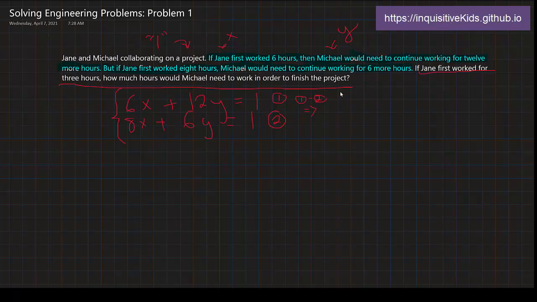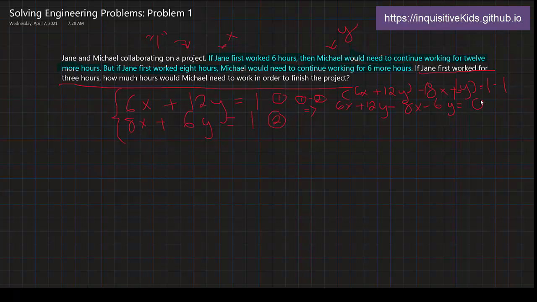So we could write that as 6x plus 12y minus (8x plus 6y). Remember to add those parentheses. So the left side is going to subtract from the left side, and the right side is going to subtract from the right side. That would be 1 minus 1. And now we're going to simplify. First, we're going to remove brackets. That's just going to give us 6x plus 12y minus 8x minus 6y equals, we simplify the right side, 0.